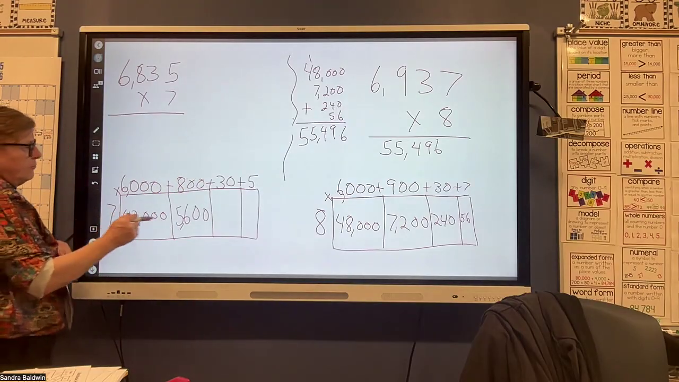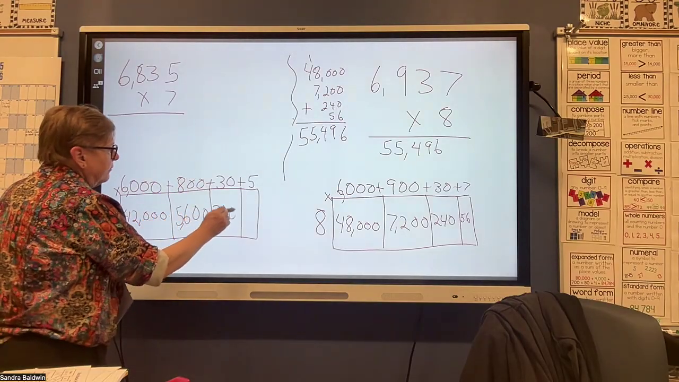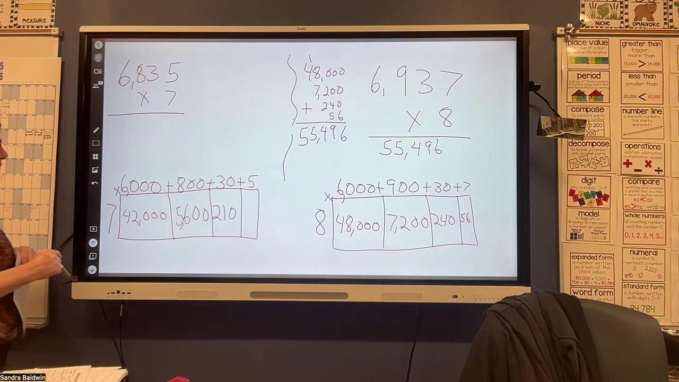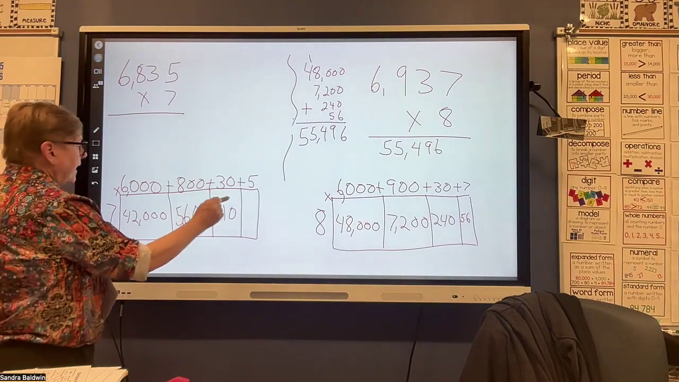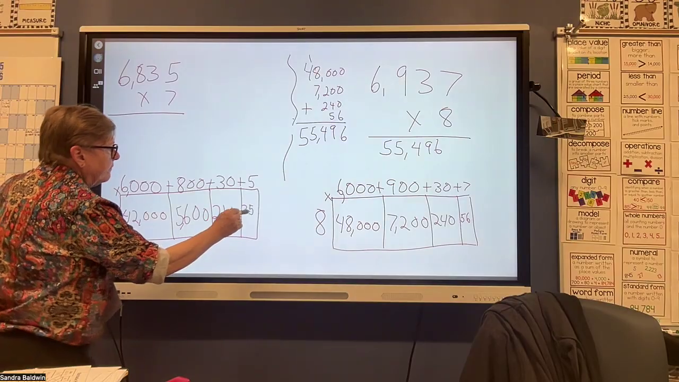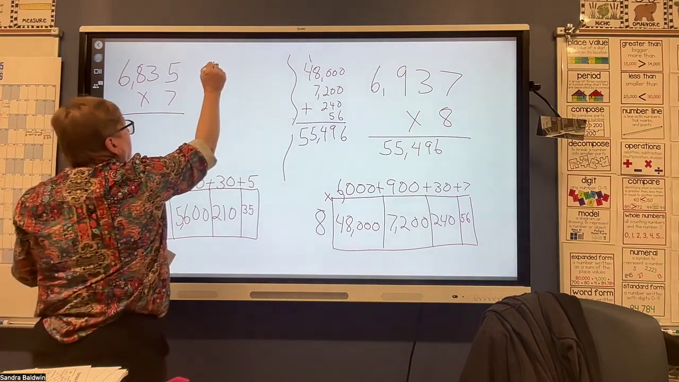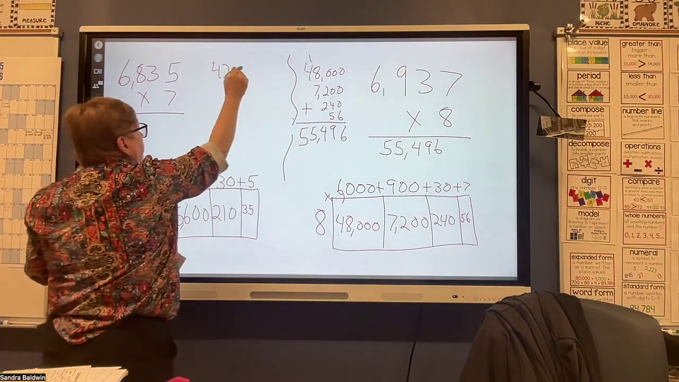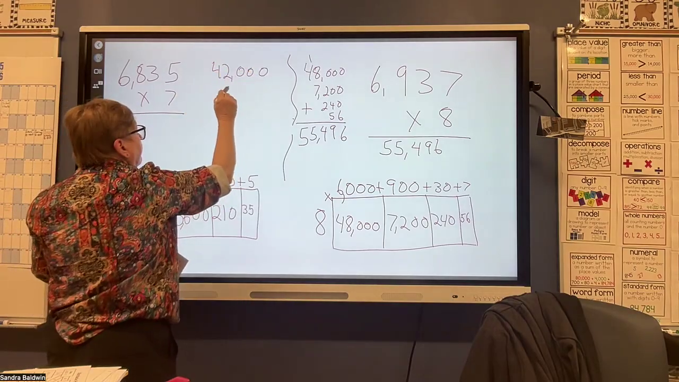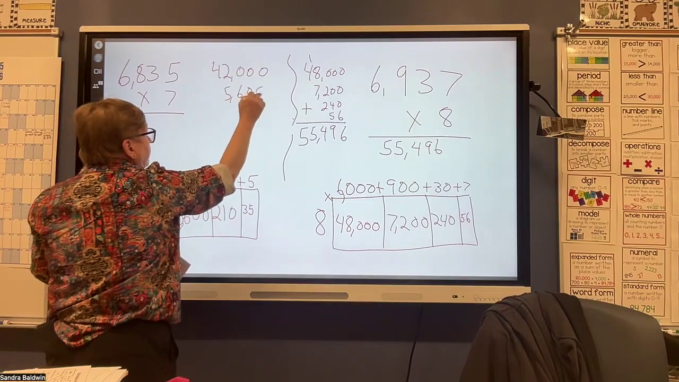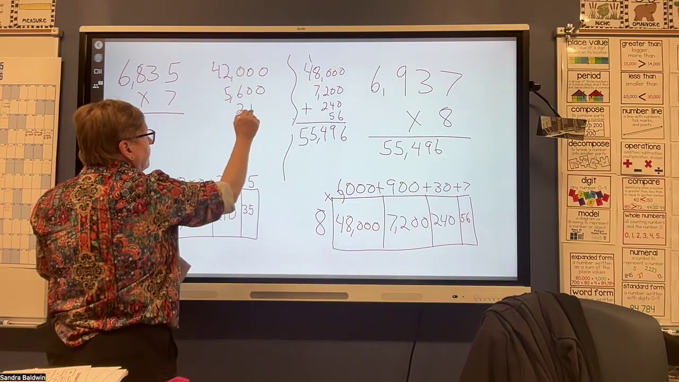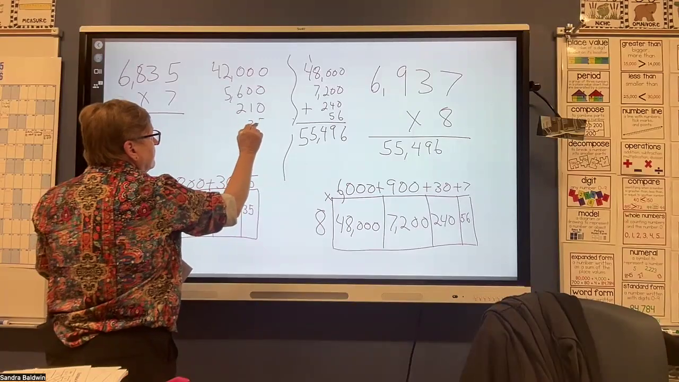30 times 7 would be 210 because 3 times 7 is 21. That's 0 for the tens place. 5 times 7, 35. Now we will add all of this up. 42,000, 5,600, 210, 35.